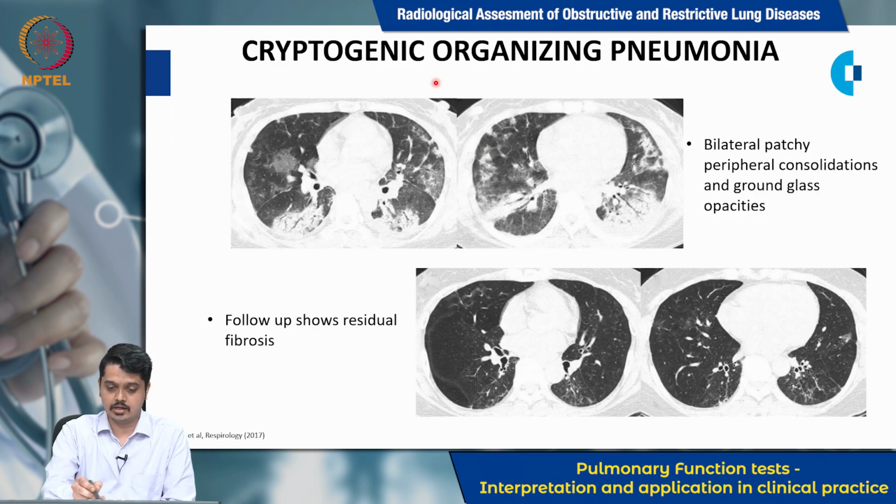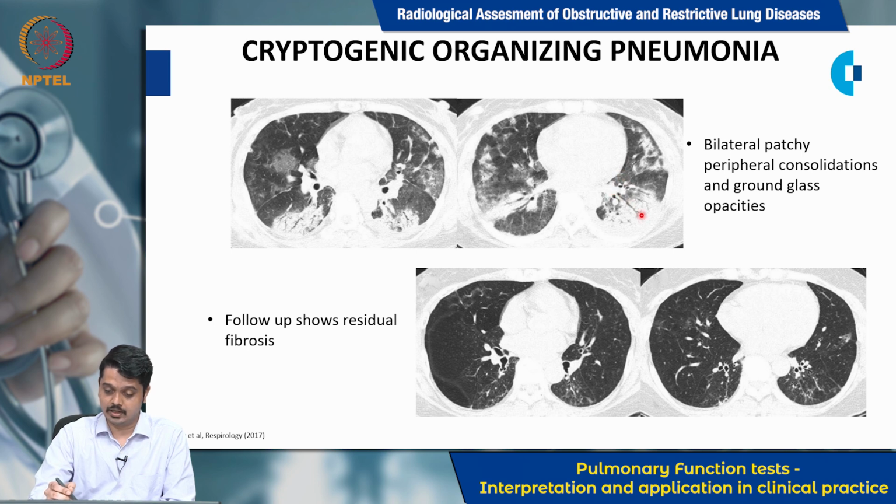Next is cryptogenic organizing pneumonia. Here we will be seeing bilateral consolidations. This is a consolidation patch, that is increased parenchymal opacification through which lung details are not visible. It is seen bilaterally. It is seen along the periphery more than the central part of the lung.